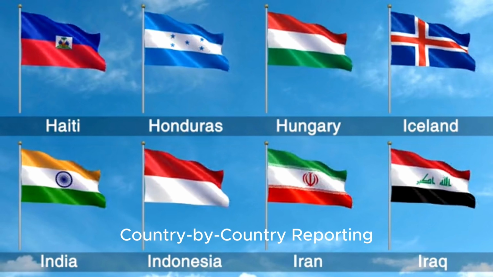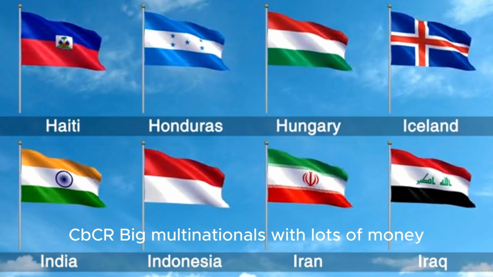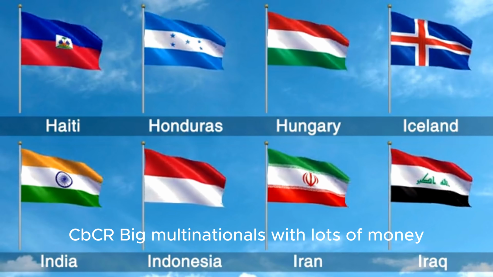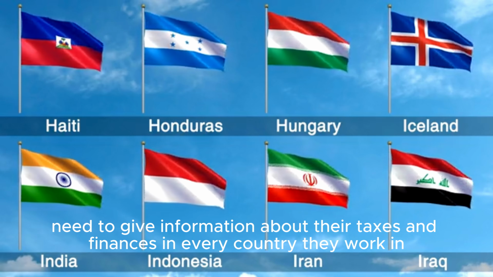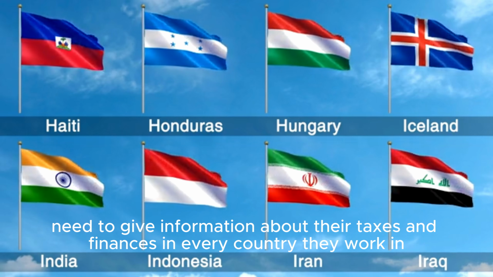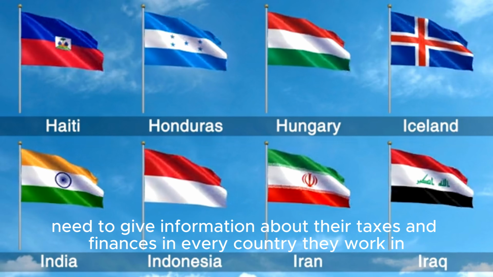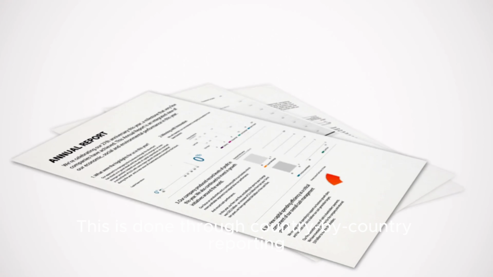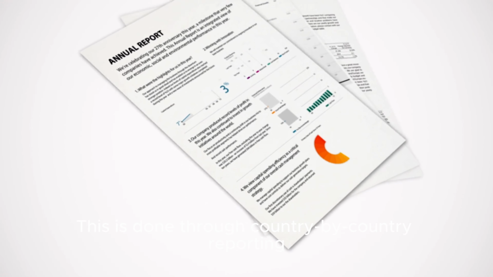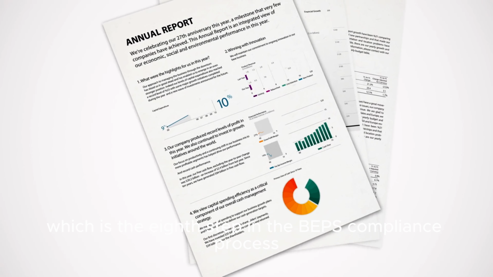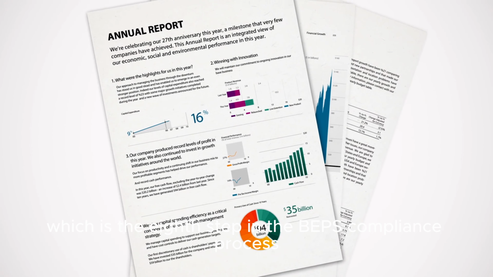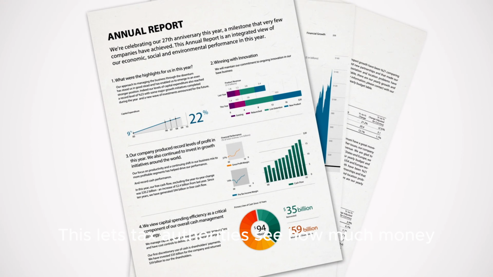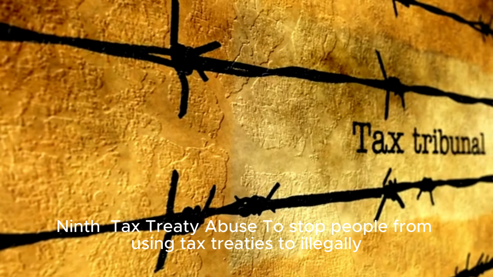8th, country-by-country reporting, CBCR. Big multinationals with lots of money need to give information about their taxes and finances in every country they work in. This is done through country-by-country reporting, which is the 8th step in the BEPS compliance process. This lets tax authorities see how much money the company makes and pays in taxes in each country, which helps stop tax dodging.